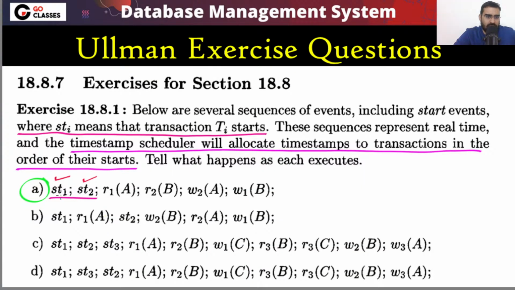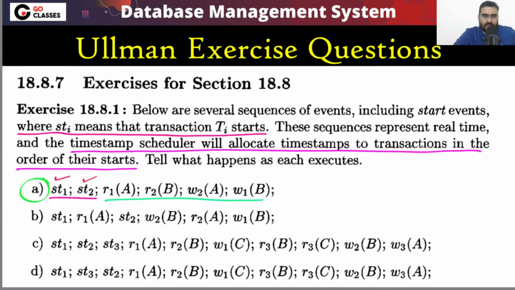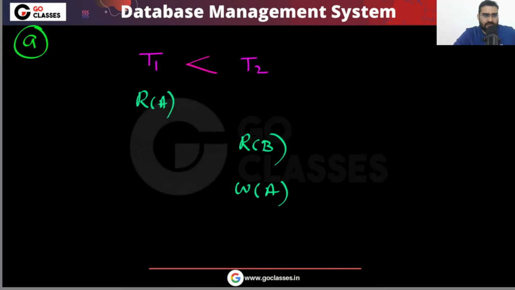T1 is the older transaction and T2 is the newer transaction, so T2 has a higher timestamp than T1, right? Now is this allowed or not? First T1 reads item A, then reads item B, then T2 reads item B, then T2 writes item A. This is perfectly fine, because this is the order of serializability.